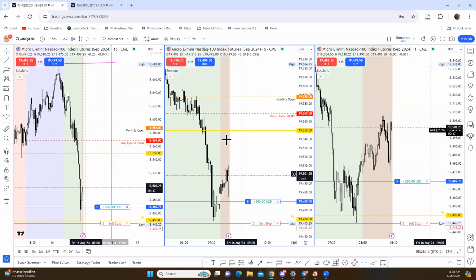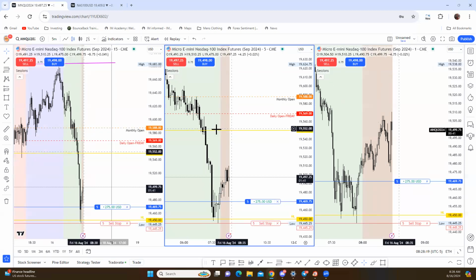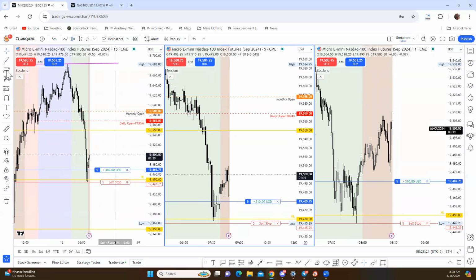So if you can get, I would say, back up to this line here, let's just say 19,550, and we push higher than that, the likelihood of them pushing the swing is a lot higher now, right?